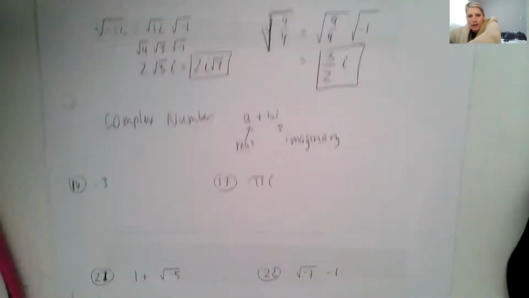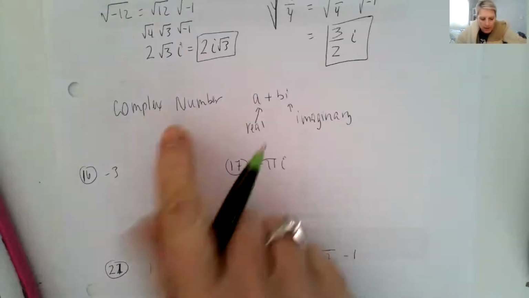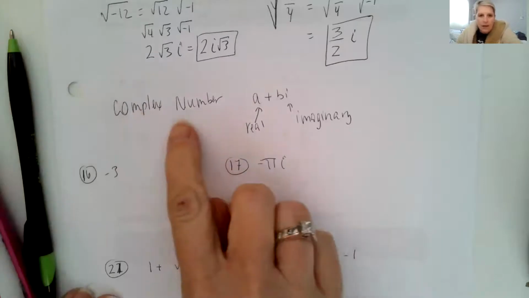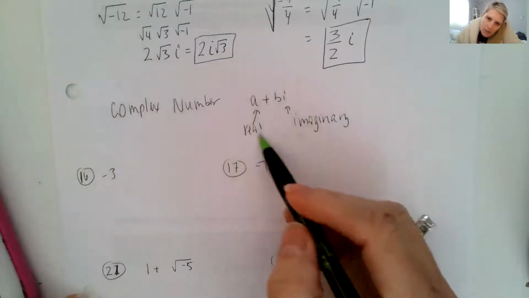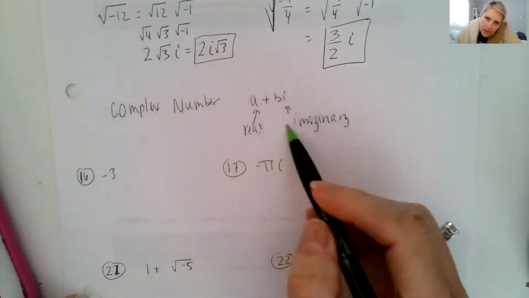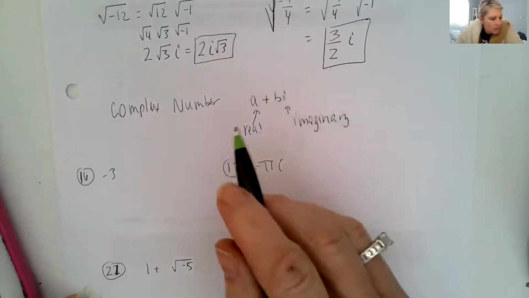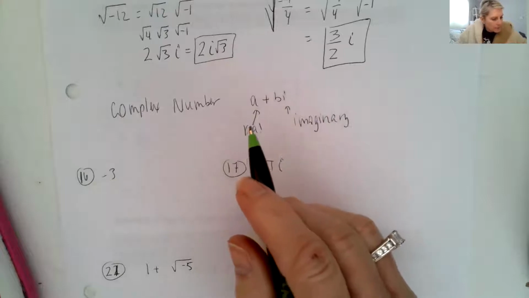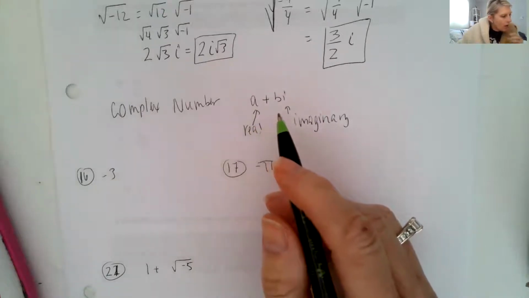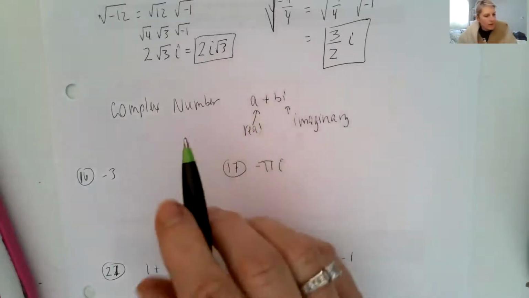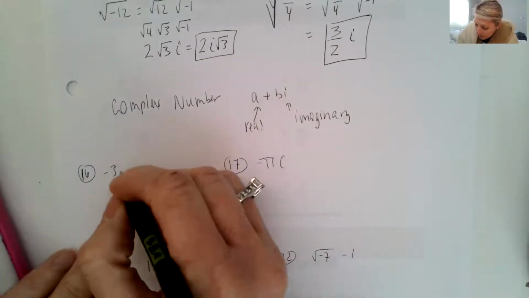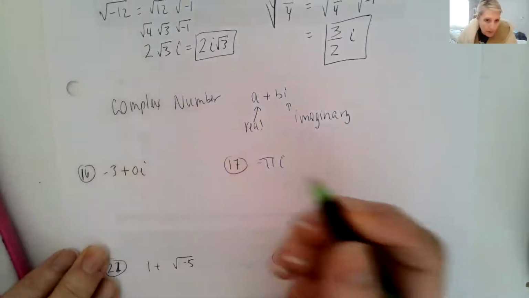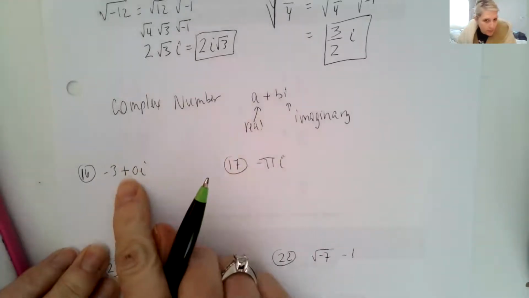Now we're going to build on that. This is something called a complex number. A complex number has a real number part to it and then the imaginary part to it. And so number 16, they're asking us to find the real and imaginary parts of the complex number. Well, this only has a real part, so there's no imaginary part, essentially. It's just -3.